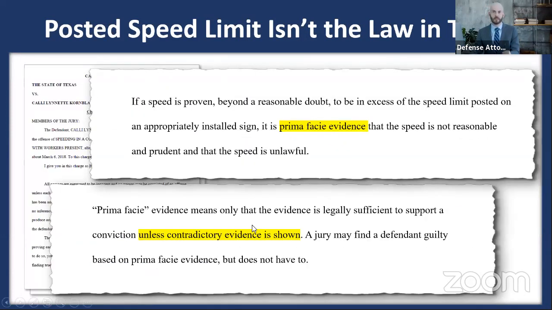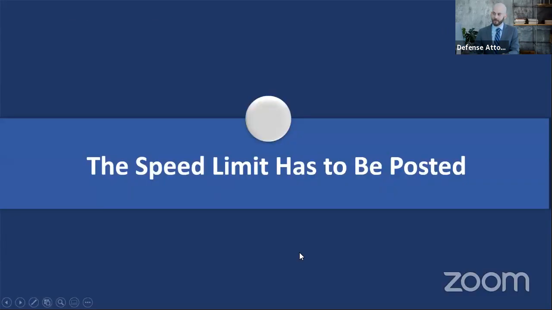This posted speed limit sign is prima facie evidence. What that means is it's something to get started, but it is not enough. You do not have to find a verdict based on that evidence alone. And the other thing that we really need to focus on with the speed limit sign is that it has to be posted. It has to be posted then and there. It has to be posted when Callie Kornblau was driving down that road, not 8 months later, not 11 months later. It has to be posted then.